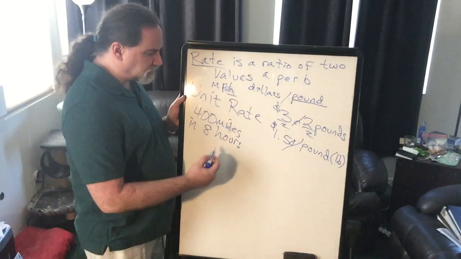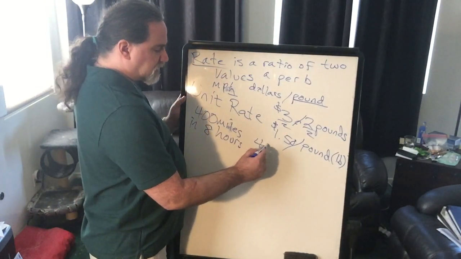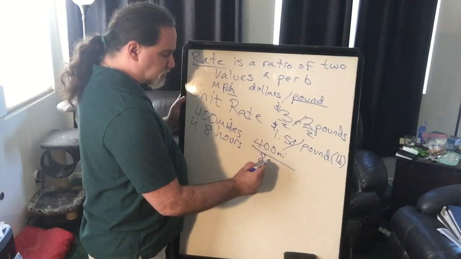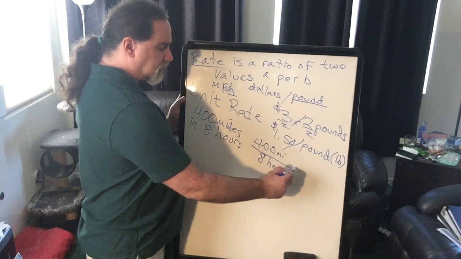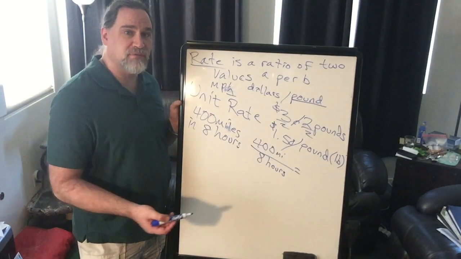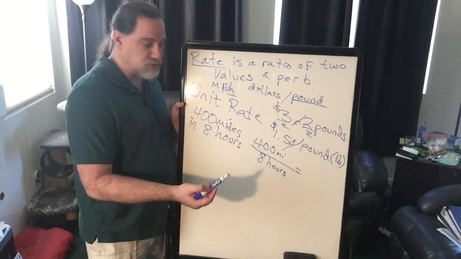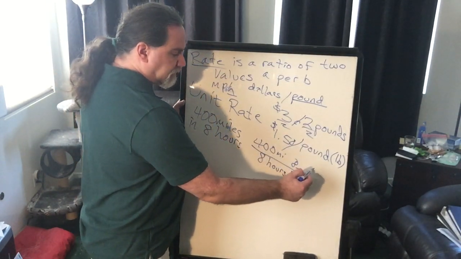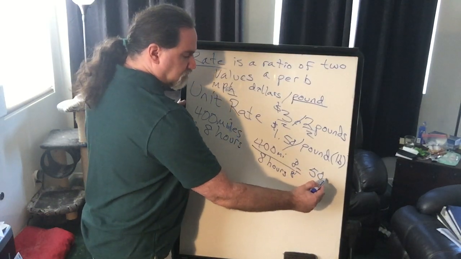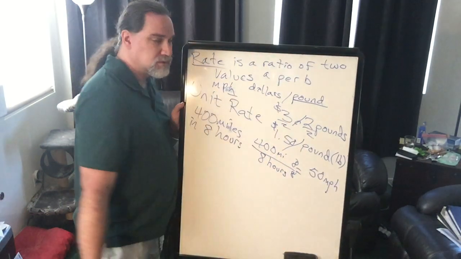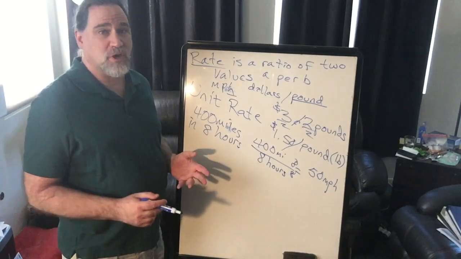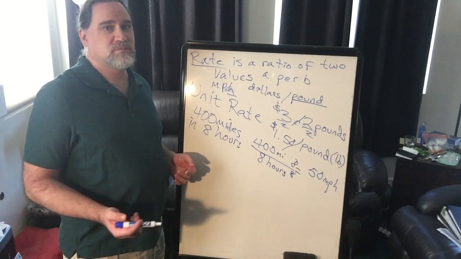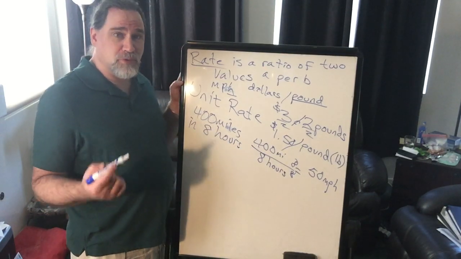Well, it's very simple. If you go miles on the top and hours on the bottom, then it's a fraction. You want to convert into miles per single hour, into a unit rate, so you divide the top and the bottom by 8, and you get that you were going 50 miles per hour. That's always important to know, how fast you're going, right?